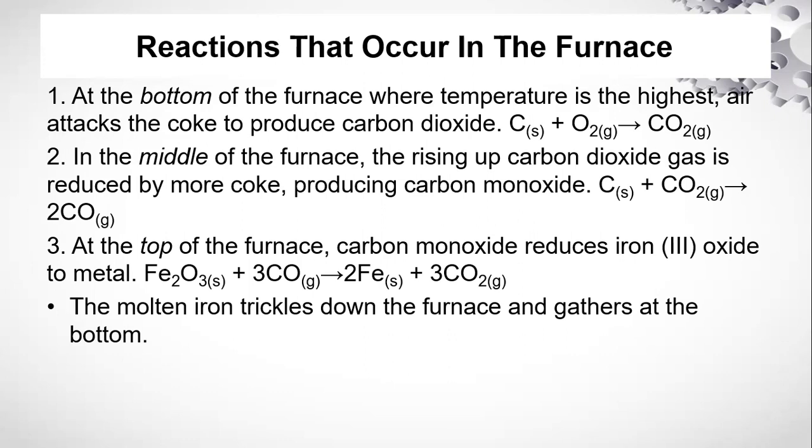So the carbon monoxide that was generated in the middle of the furnace reacts with the iron ore, the iron(III) oxide. So iron(III) oxide plus carbon monoxide will result in iron plus carbon dioxide gas. The molten iron trickles down the furnace and is collected at the bottom.